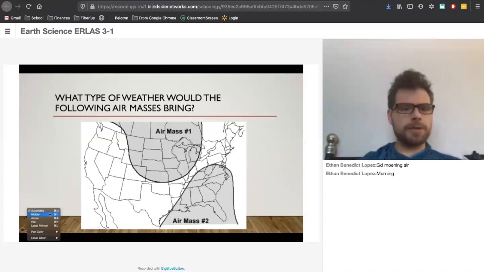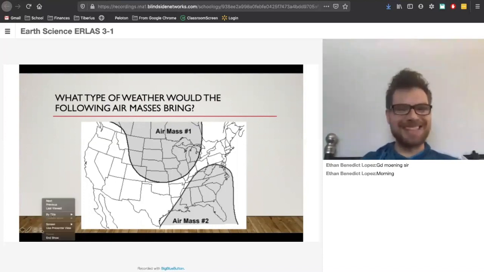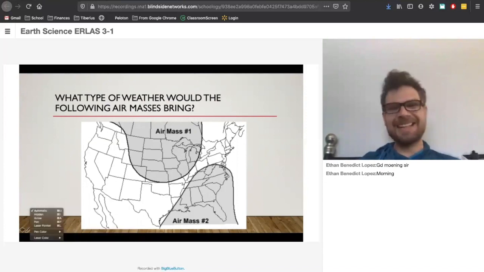How can I do this? I'm trying to figure out how I can draw on this thing. Wait, Canada depends. Okay, I cannot draw on this thing.